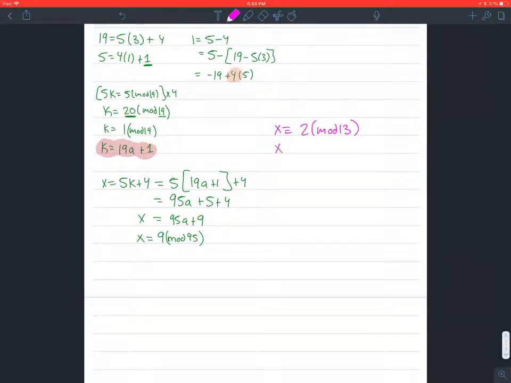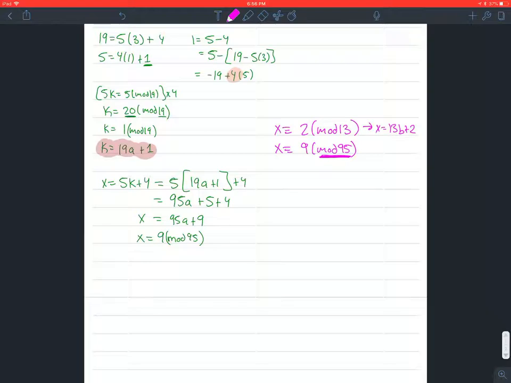So, and then I have x is congruent to 9 mod 95. I always like to have my bigger number for the mod. I like to keep this in the mod form, whatever the bigger number is. So I'm going to convert this into the variables. I'm going to say x equals, and I'm just going to use b because I haven't used b yet, 13b plus 2.